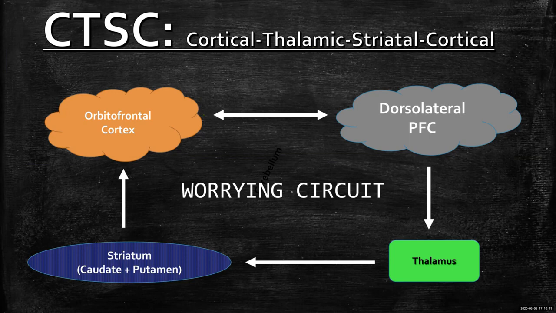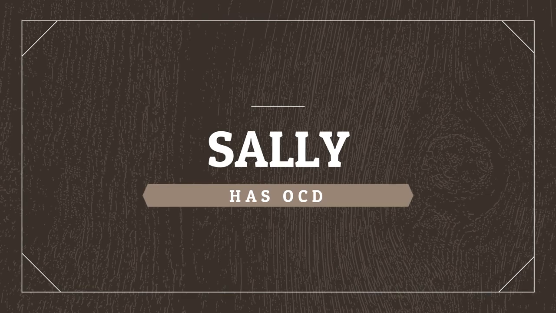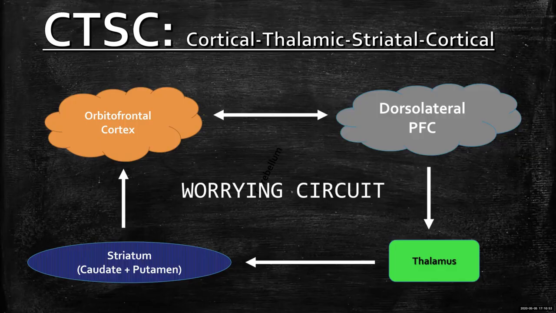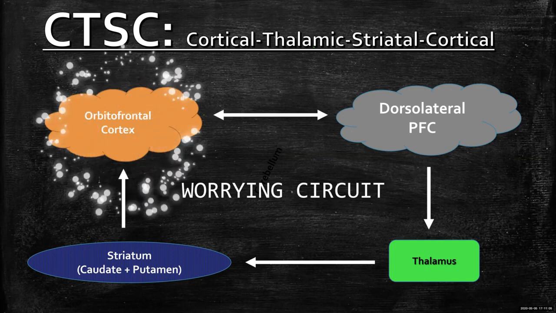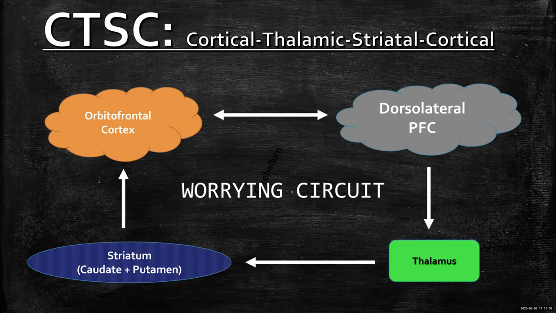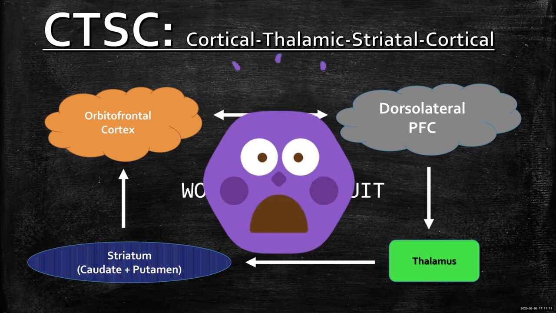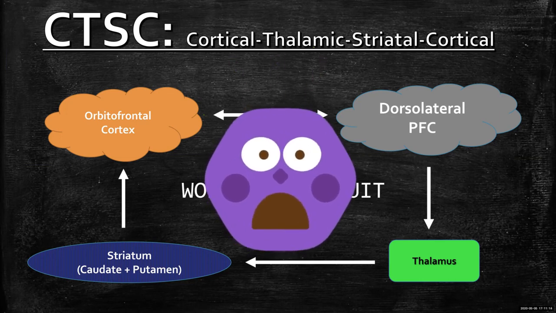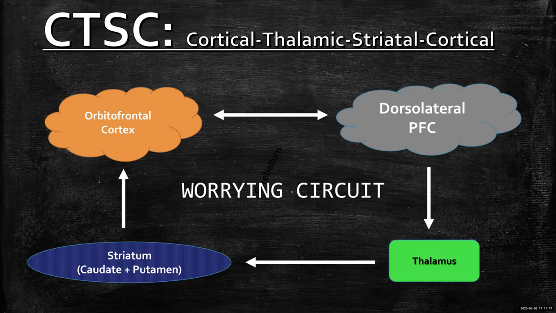What about Sally? Sally, who also is driving down the road, has OCD, and suddenly a thought pops up. Oh, did I lock the door? But Sally can't recall whether she locked the door or not. Her orbitofrontal cortex sends a very strong signal through the worry circuit, and this keeps going over and over and over again, without that dorsolateral prefrontal cortex, that reasoning part of her brain, kicking in saying, oh, no, this is irrational. It'll be okay. Everything's fine. It's not a big deal.